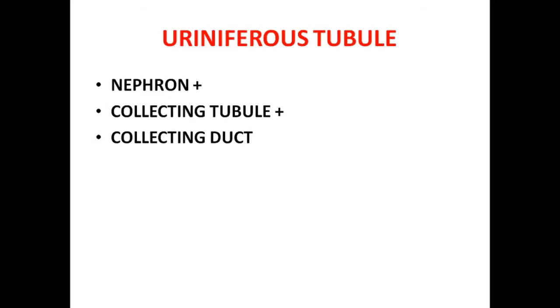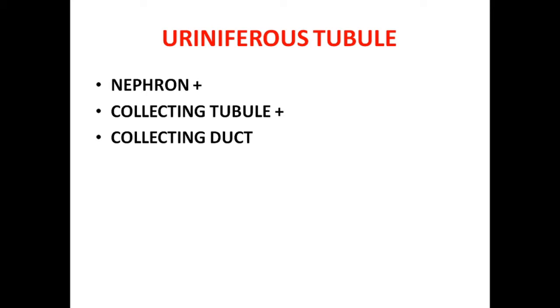So it is formed by uriniferous tubule. Now uriniferous tubules consist of three components: the nephron, which is the basic structural and functional unit of the kidney, the collecting tubule and the collecting duct. So these are the three structures which together form a uriniferous tubule, and there are lots and so many uriniferous tubules present inside the kidney.